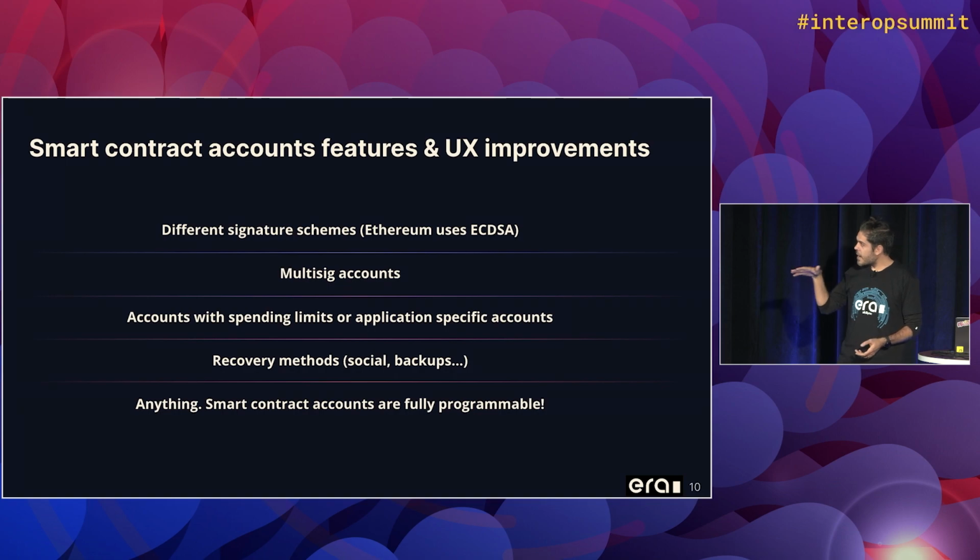Or you can have application-specific accounts. Imagine that you want your application to only be able to interact with Uniswap. And if it receives a transaction for another DeFi protocol or for OpenSea or whatever, the transaction will fail. That's some logic that you can put in the smart contract. You can also put recovery methods, as we said, and basically these are smart contracts, so they are fully programmable. Anything you can think of, you can put in the smart contract.